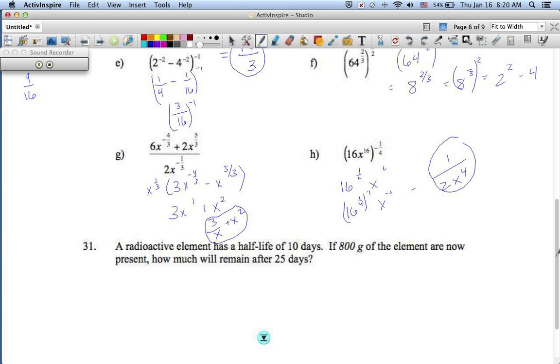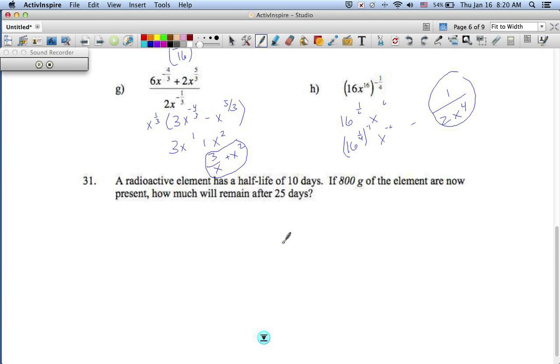A radioactive element has a half-life of 10 days. If 800 grams are present now, how much will remain after 25 days? So the amount, dependent upon time, we'll start with 800. It has a half-life, so it loses 50% or gets multiplied by half. And it only gets cut in half every 10 days, so it's not the time, but it's the time divided by 10. In other words, in 25 days, it's going to get cut in half 2.5 times. So 800 times 1/2 raised to the 2.5.